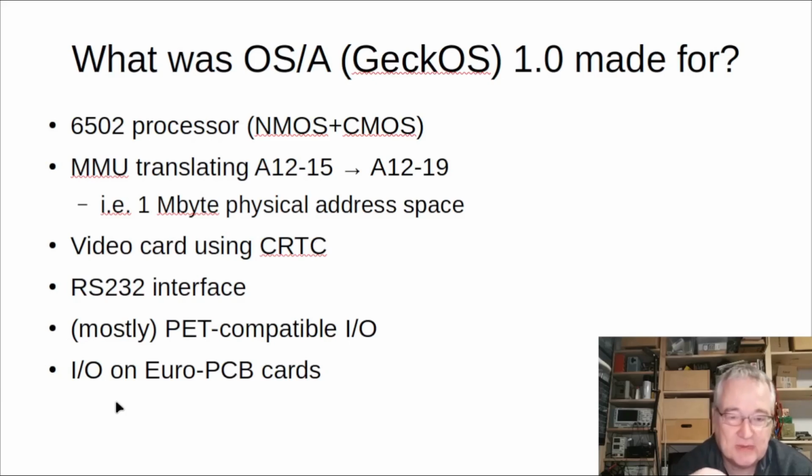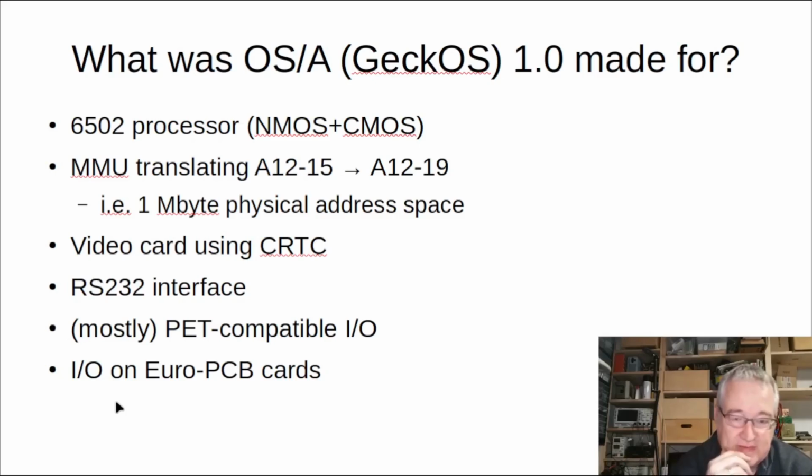And it does so in blocks of 4 kilobytes. Each of the 16 blocks in the 6502 address space, you can map to any of the 256 4K blocks in the 1 megabyte address space on the bus.